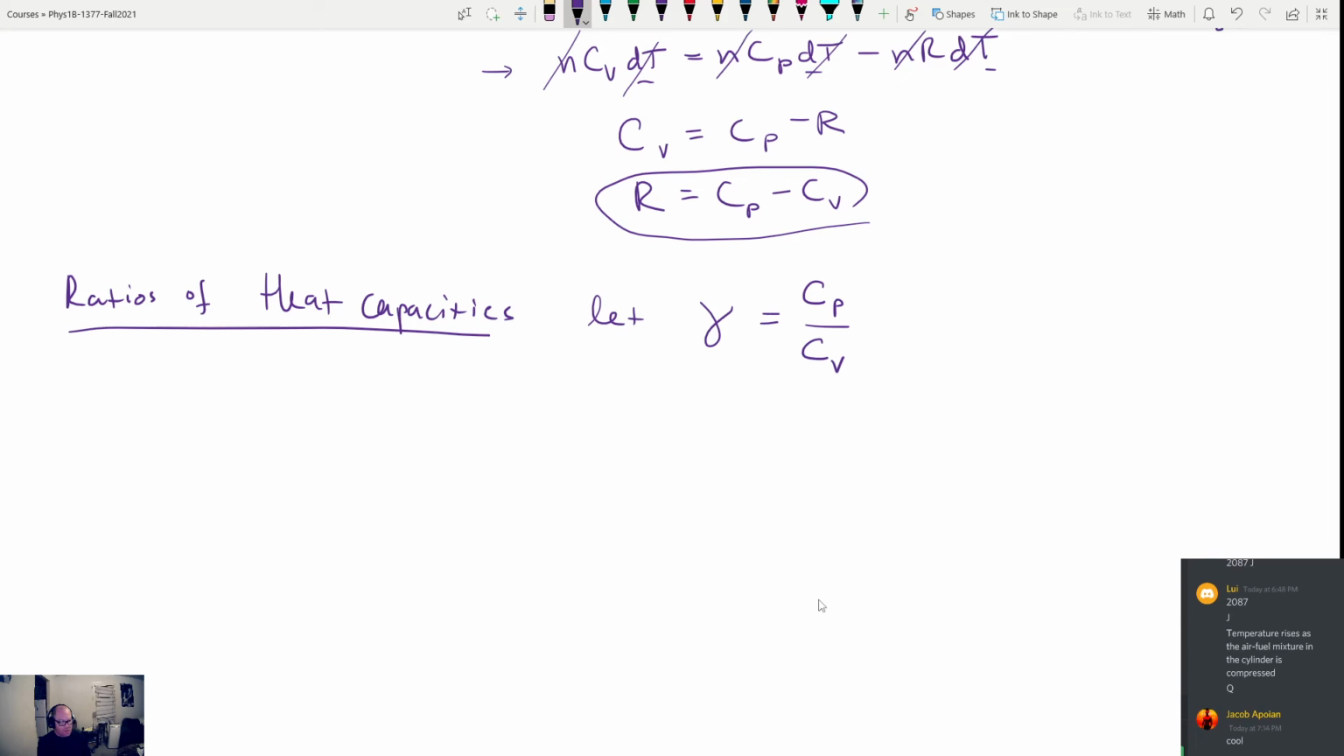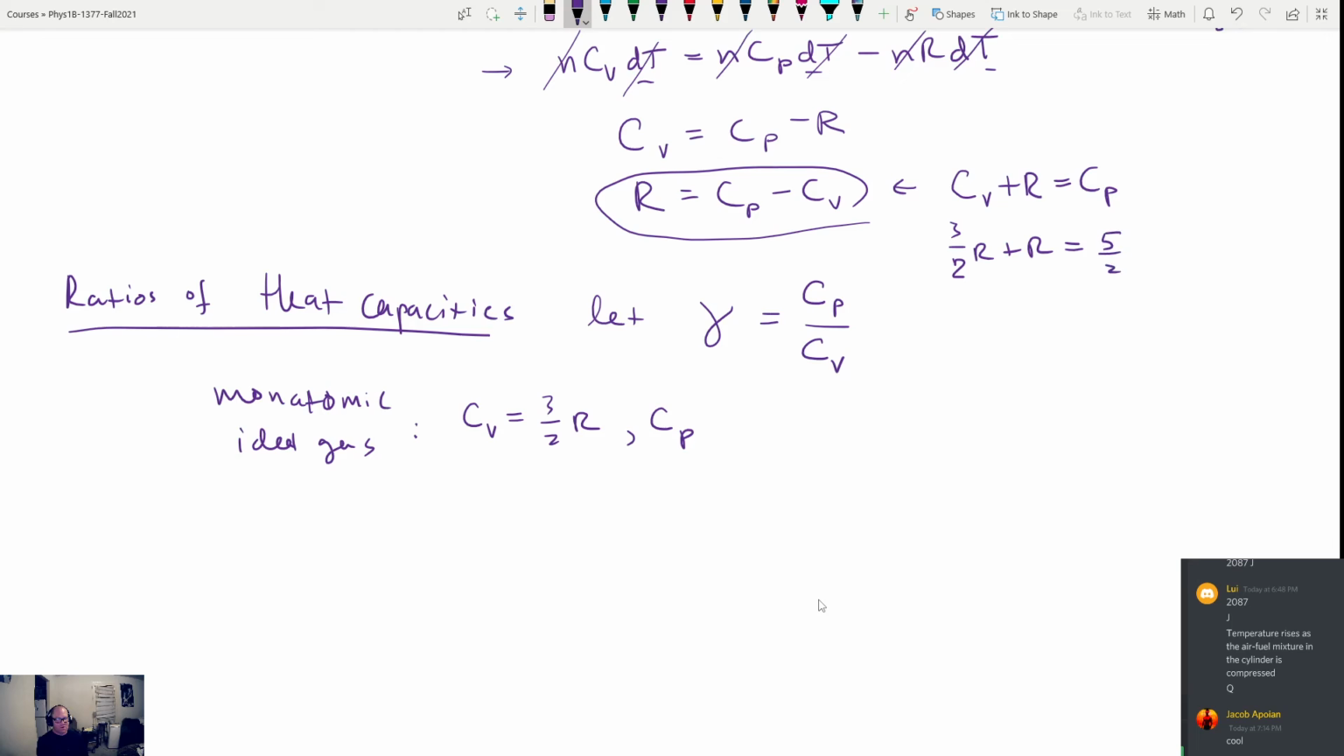So if we're talking about a monatomic ideal gas, for example, we said before that for this one CV was equal to 3/2 R, right? Then we can use this equation here. We can rewrite it in the following way: CV plus R is equal to CP. So that would mean that CP for a monatomic ideal gas should be equal to 3/2 R plus R, which should be equal to 5/2 R, right?